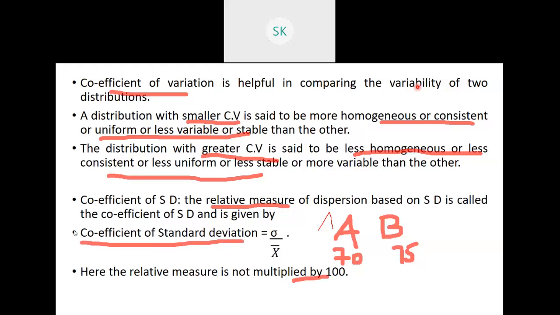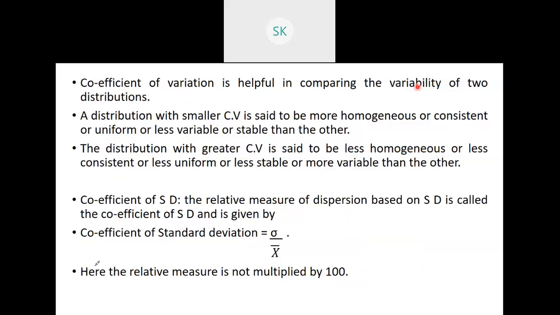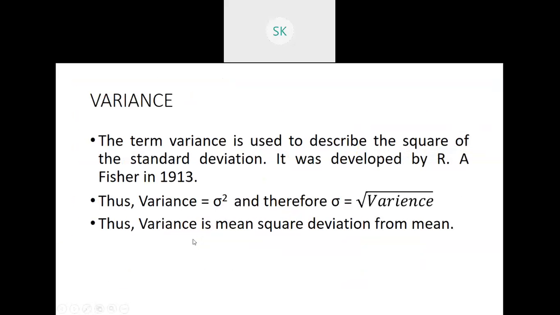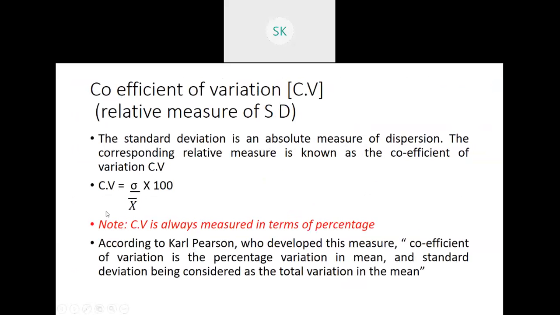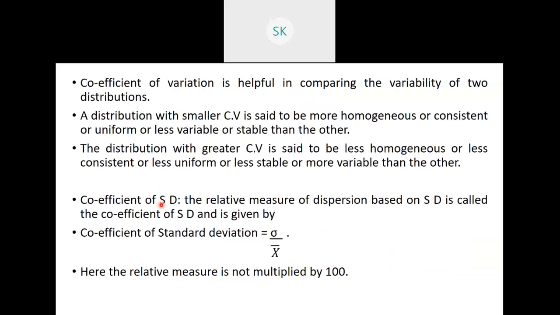If you see the previous slide, the CV that we spoke about is standard deviation by x bar into 100. For coefficient of variation we multiply by 100, but for coefficient of standard deviation we will not multiply it by 100. So this is the relative measure which is not multiplied by 100.